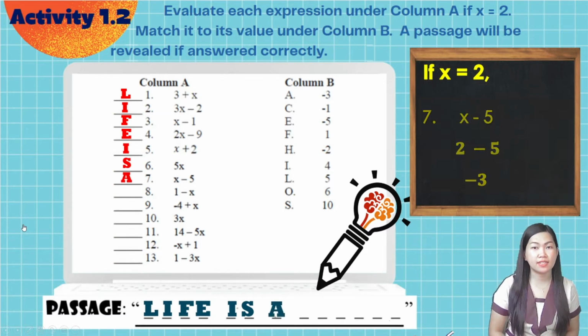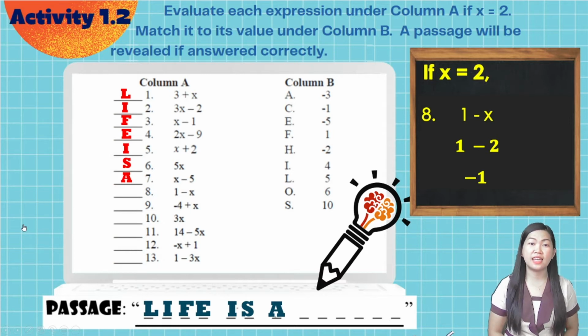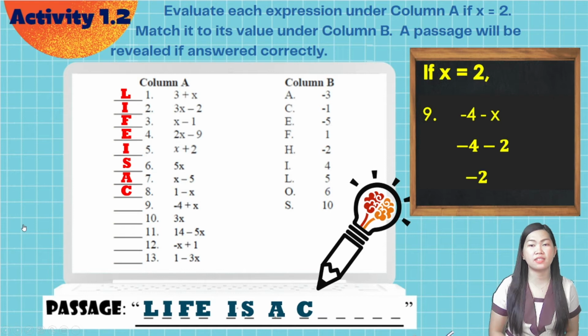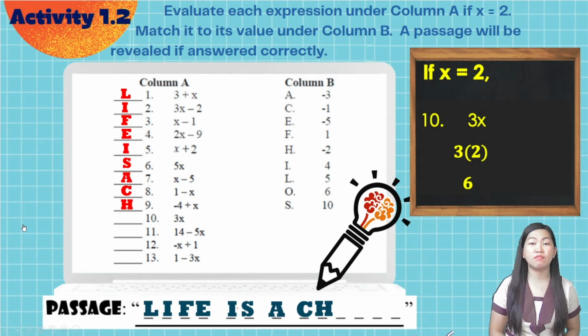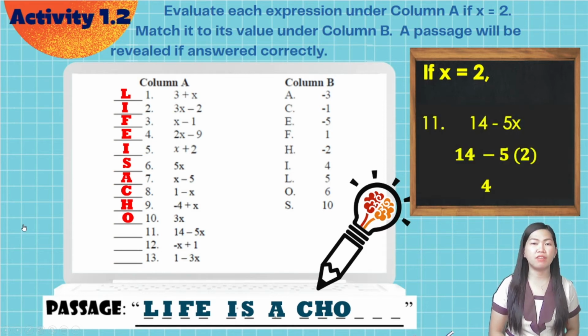Next one, we have 1 minus x. So 1 minus the value of x, or 1 minus 2, is equal to negative 1. And negative 1 is in letter C. Next, we have negative 4 plus x. Again, substitute the value of x. So negative 4 plus 2 is equal to negative 2. And negative 2 is in letter H. Number 10, we have 3x. So multiply the value of x to 3. And we have 6. And 6 is in letter O. Next one, number 11. So number 11 expression is 14 minus 5x. 14 minus 5 times the value of x, which is 2, is equal to positive 4. And positive 4 is in letter I.